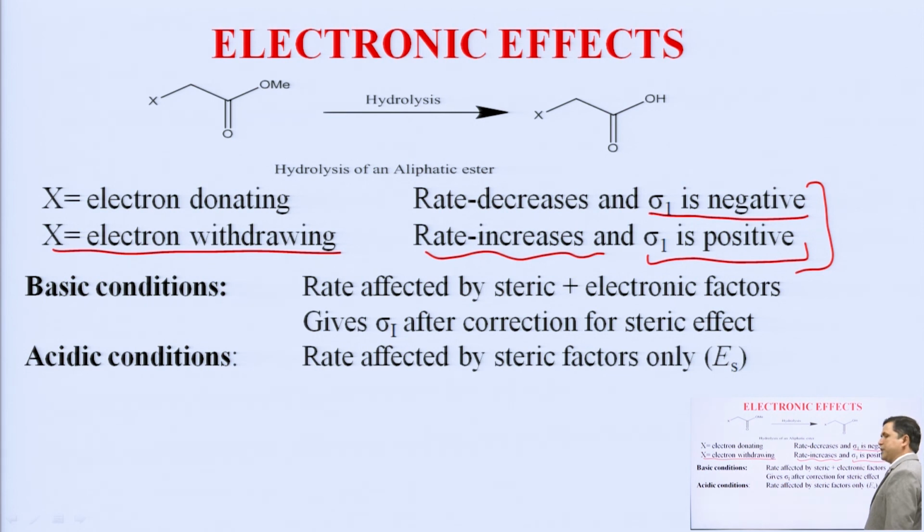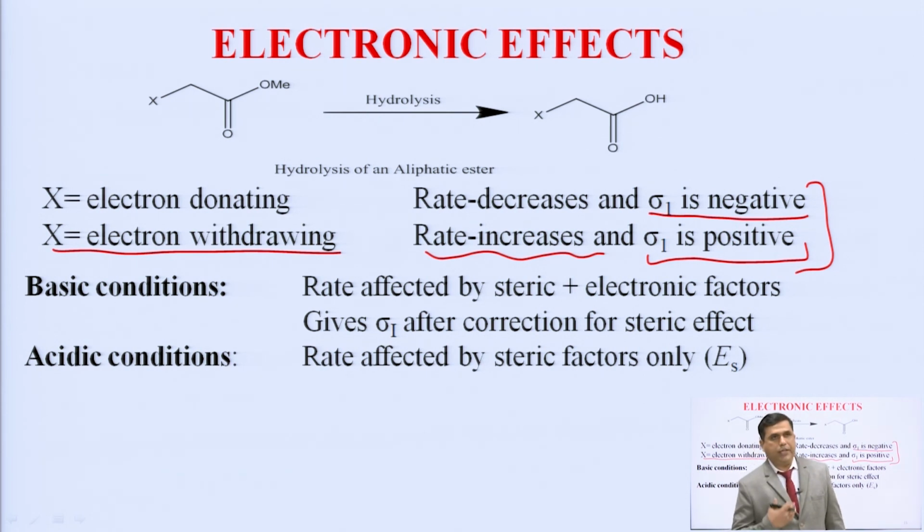So, the choosing of the sigma is very important. And the condition is also important, either the basic condition or the acidic condition. In the basic condition, the rate is affected by both steric and electronic factors, and in acidic conditions the rate is affected by the steric factor only. This steric factor I will discuss in the next class. Now, I have discussed the role of electronic effects in QSAR. Thank you so much.